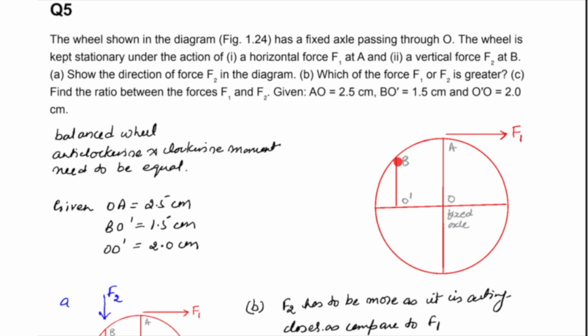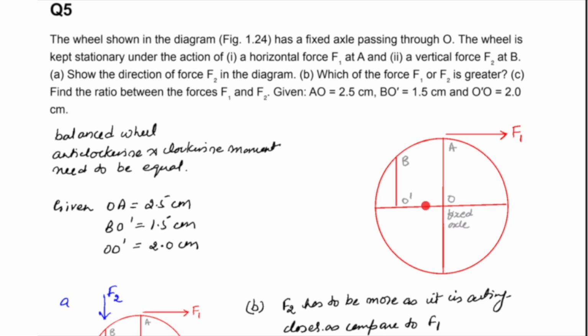So which direction should we apply the force F2? B, which of the forces F1 or F2 is greater? Which force will be greater? C, find the ratio between the forces F1 and F2, and the values are given. See, AO, this length is given to us, so we can calculate the moment created by this force. So F1 into OA, that we know, and that will be the radius, we can say. And BO' is given to us, and OO', this distance is also given to us.